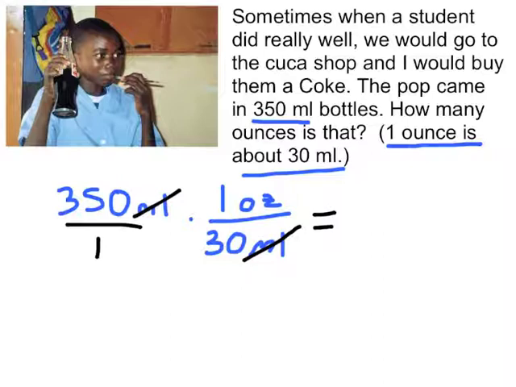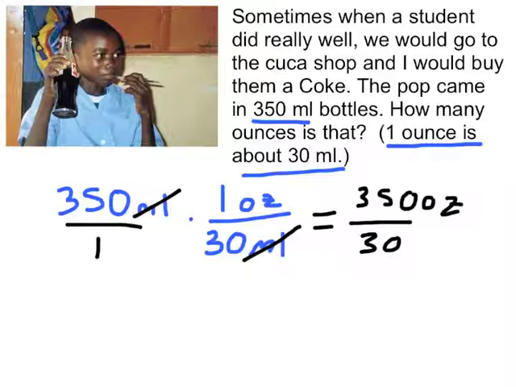350 times 1 ounce is 350 ounces. 1 times 30 is 30. Again, we have an improper fraction, so I need to simplify it. I want to say how many 30s go into 350.